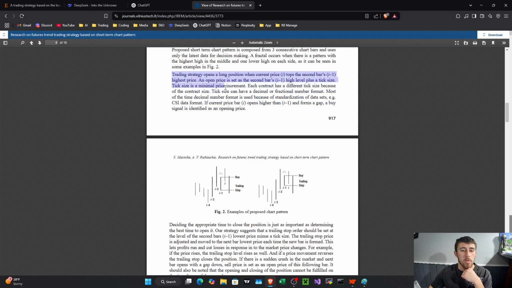Tick size is a minimal price increment. Each contract has a different tick size. If current bar price opens higher than the last bar, and forms a gap, a buy signal is identified as an opening price. So not sure what they're talking about when they say identified as an opening price.